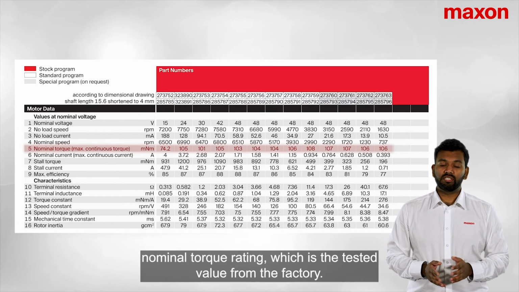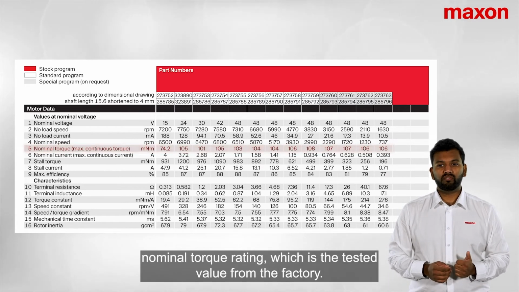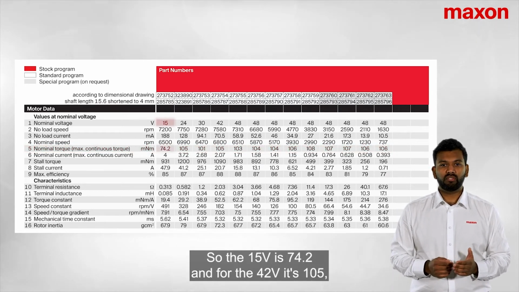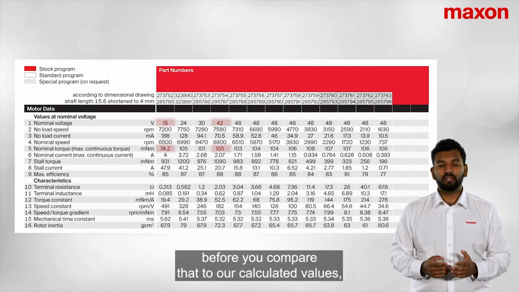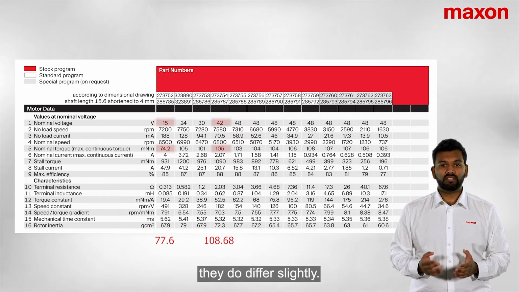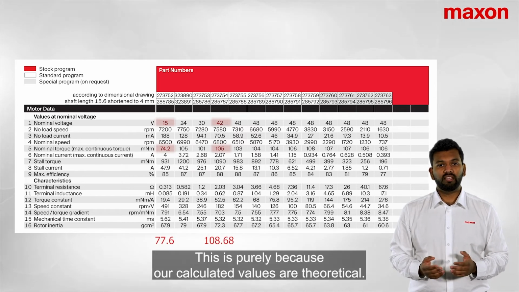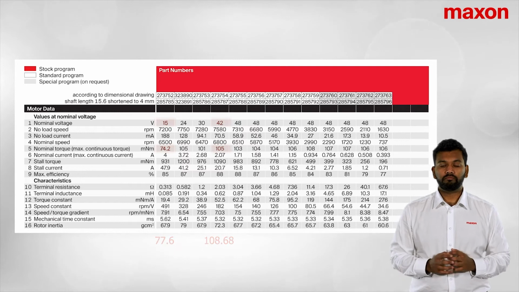And then you also notice there's an actual nominal torque rating, which is the tested value from the factory. So for the 15 volt, it's 74.2, and for the 42 volt, it's 105. If we compare that to our calculated values, they do differ slightly. This is purely because our calculated values are theoretical.